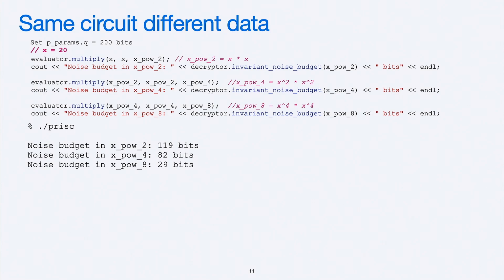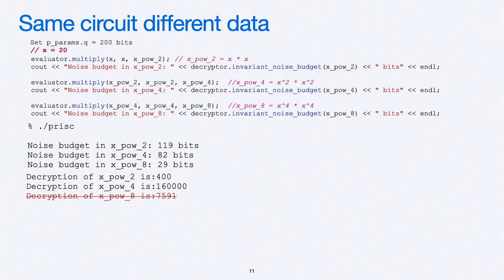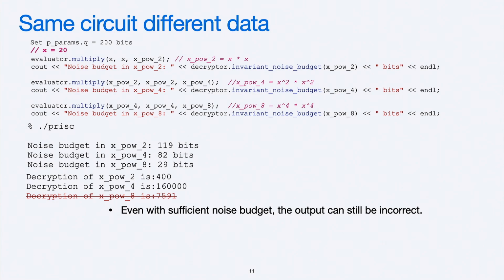There is more to that story. Let's take the same example and rerun with a different value of x. Again, the noise is different because it's a probabilistic program. The expectation is that the first result would be 400, the second 1600, and the last one is 16,0000 squared, which is 256 followed by 8 zeros. But that is not the answer. So what's going on here? We can see that even with a sufficient noise budget, the output can still be incorrect.